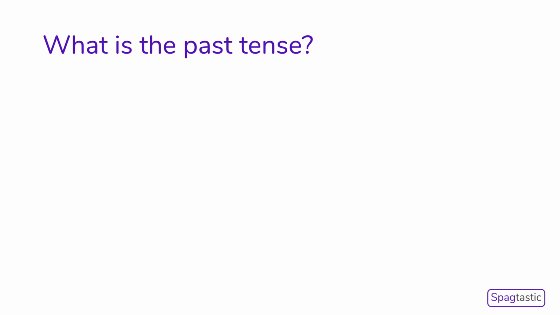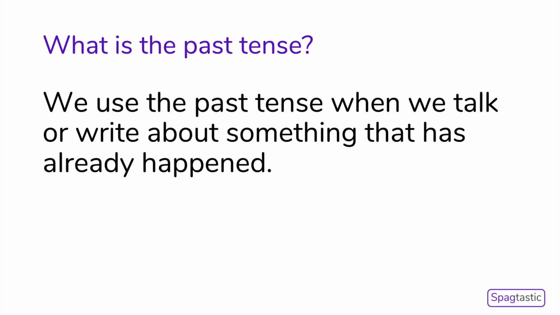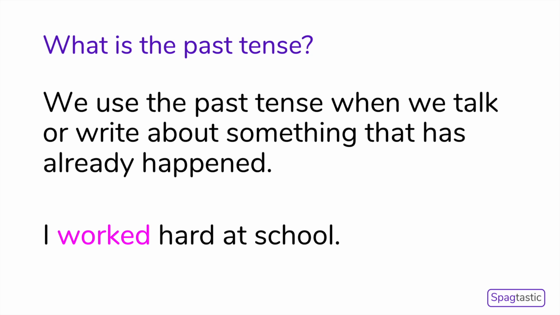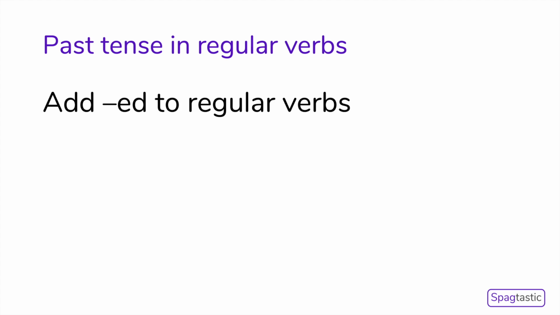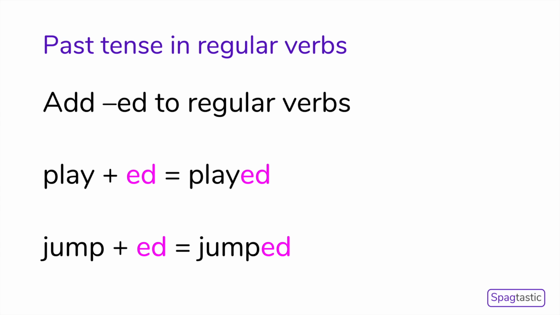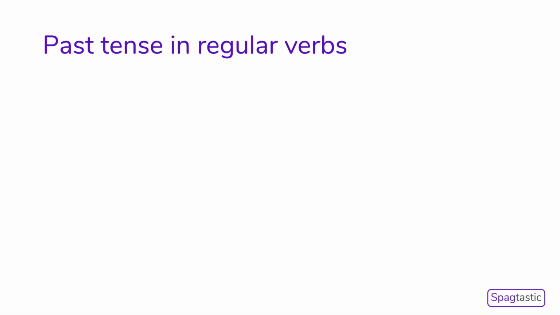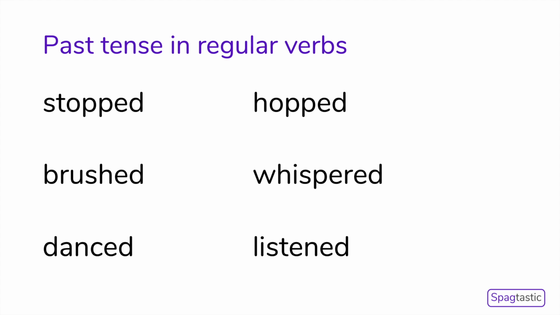The past tense is the tense that we use when we talk or write about something that has already happened. For example, "I worked hard at school" is written in the past tense because "worked" is a past tense verb. If a verb is a regular verb, we simply add the suffix "ed" to change it into the past tense. For example, the verb play becomes played and jump becomes jumped. Here are some more examples of regular past tense verbs: stopped, brushed, danced, hopped, whispered and listened.